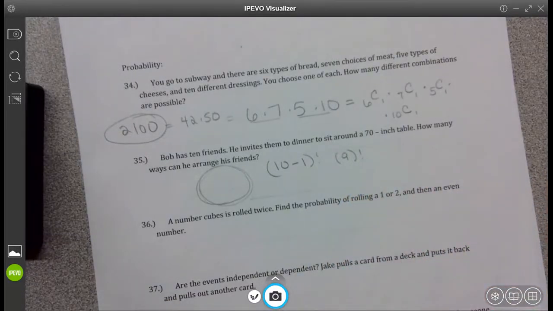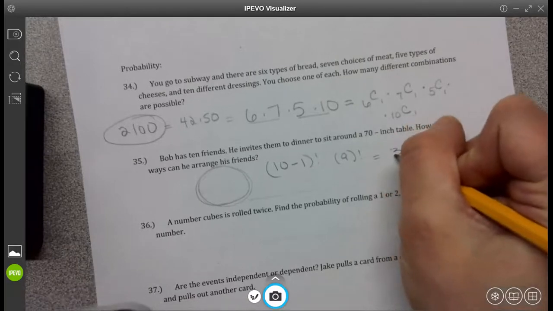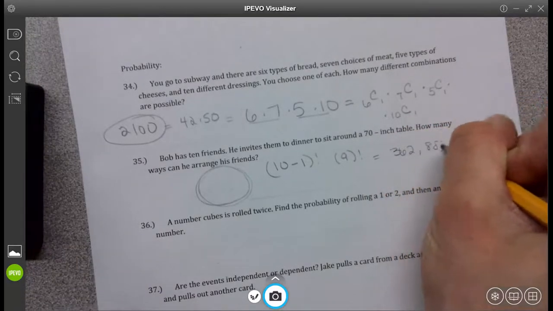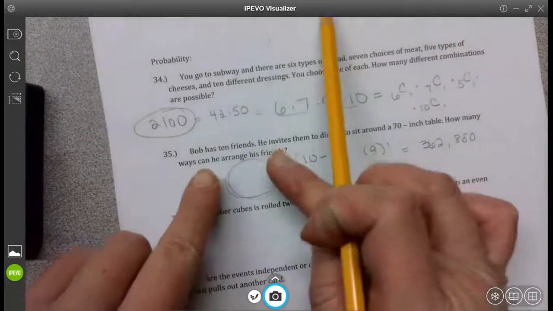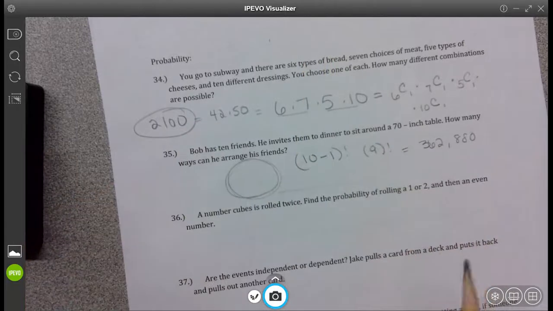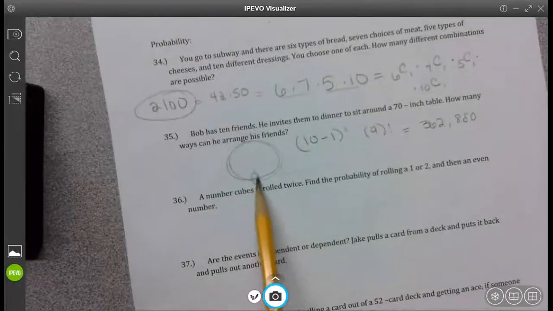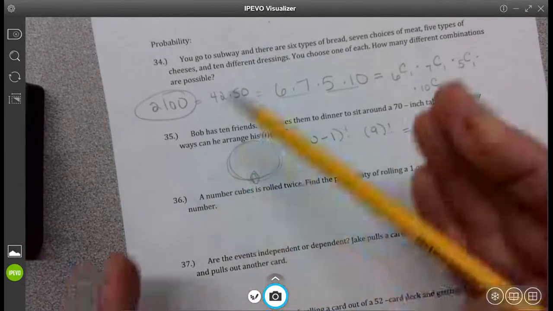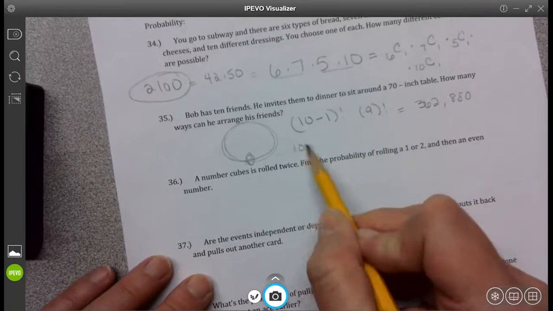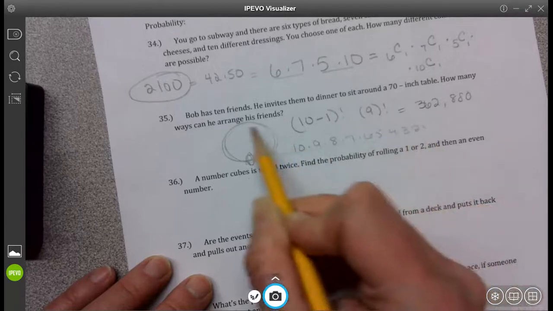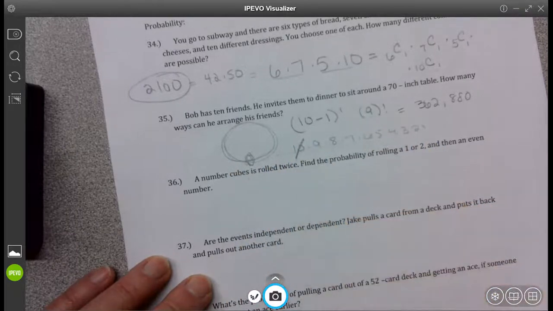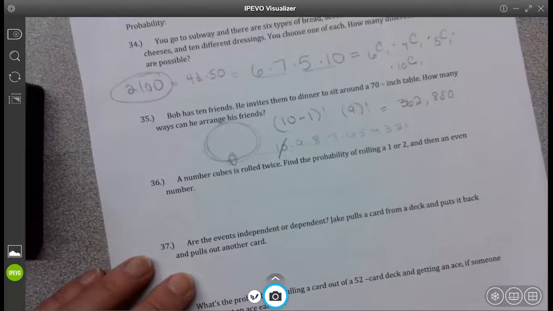So 9, hit the math button, go over to probability, is 362,880. Because if I have 10 people at this table and I keep turning the table around, it's still the same order, no matter what person's sitting right here in front of me. So you have to remove the 10, 9, 8, 7, 6, 5, 4, 3, 2, 1. Those 10 options really aren't distinct. So that's why it's minus 1.